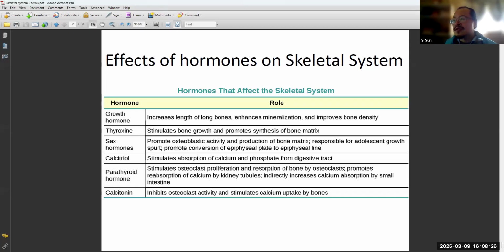It also promotes the reabsorption of calcium in the kidney, so you don't secrete it out, and increases the calcium absorption by the small intestine. Basically, you will get the calcium from the bone and also from your urine. You don't pee it out, you take it in, and also from your food, from your intestine. And so that's that. All right.